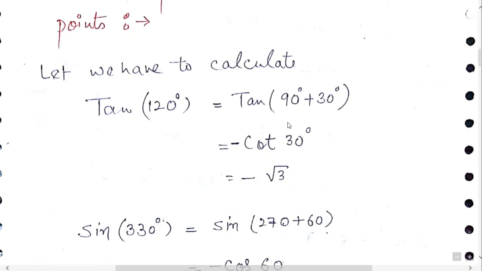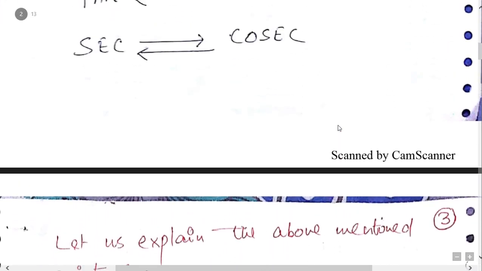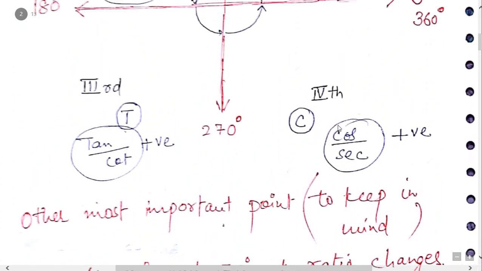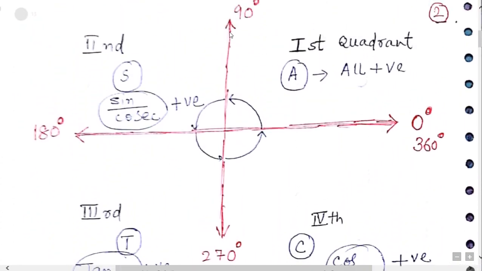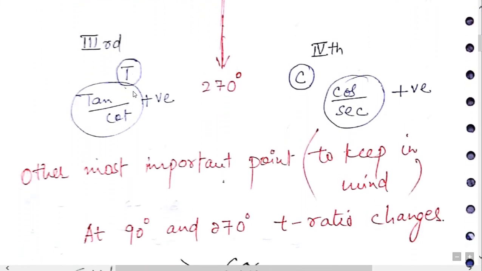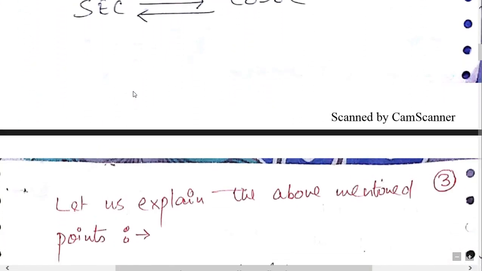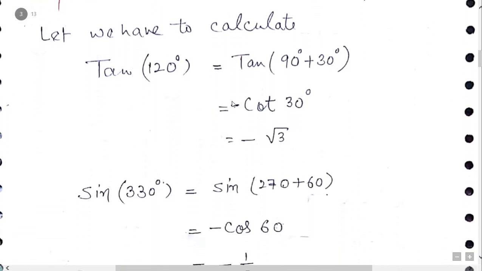Changes. Now one more thing, 90 plus 30, it's in second quadrant. Look at this value, 90 plus some angle. It means the angle lies in second quadrant, and in second quadrant sine and cosecant are positive. It means tangent is negative. At 90, the T ratio changes, and because the angle lies in second quadrant, that's why the negative sign is there.